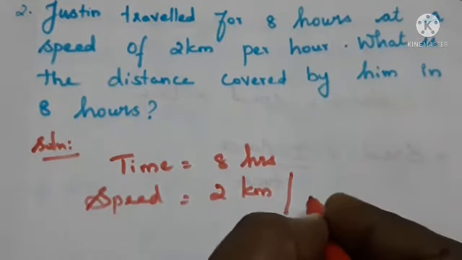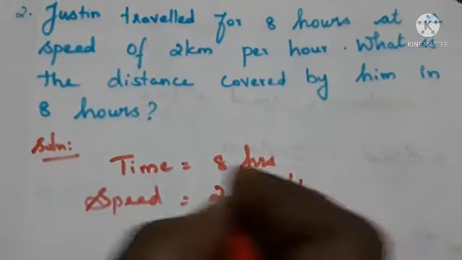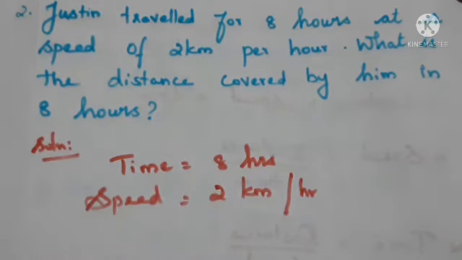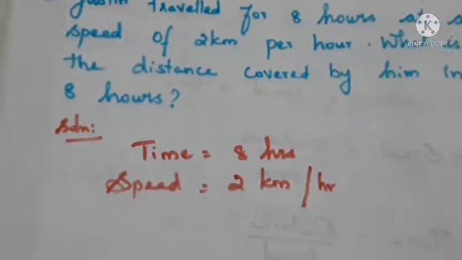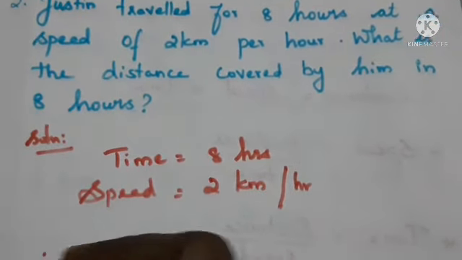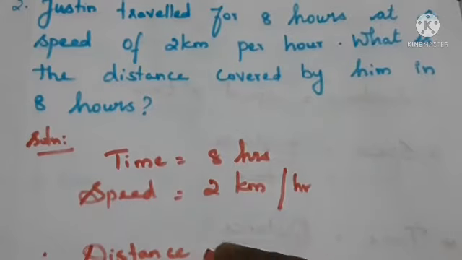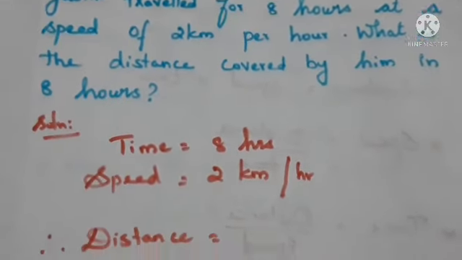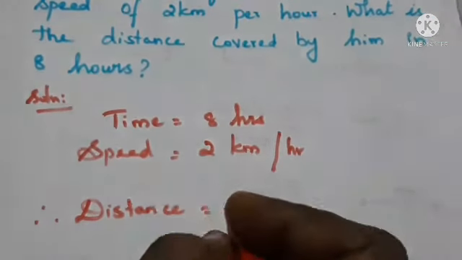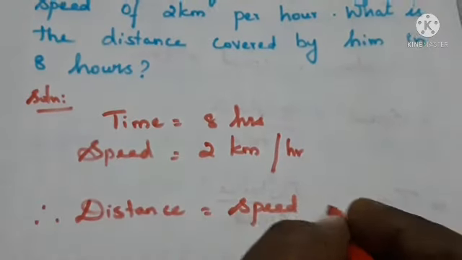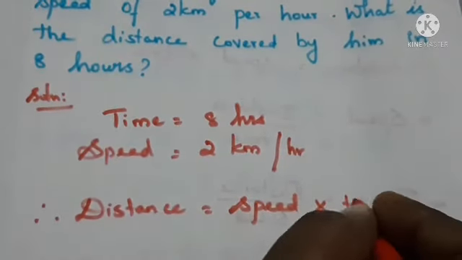Okay, in this question they have given time as 8 hours and the speed as 2 kilometer per hour. They are asked to find out the distance. So we have to write the distance formula. What's the distance formula? Distance is equal to speed multiplied by time.